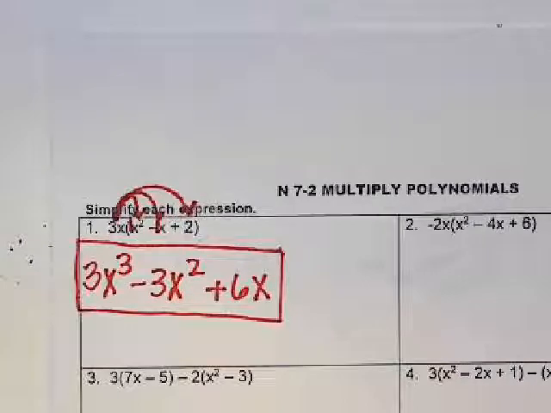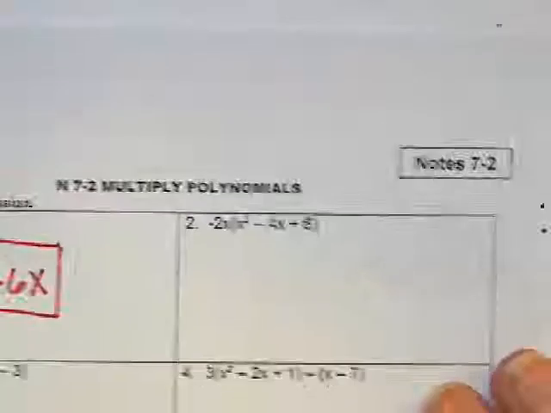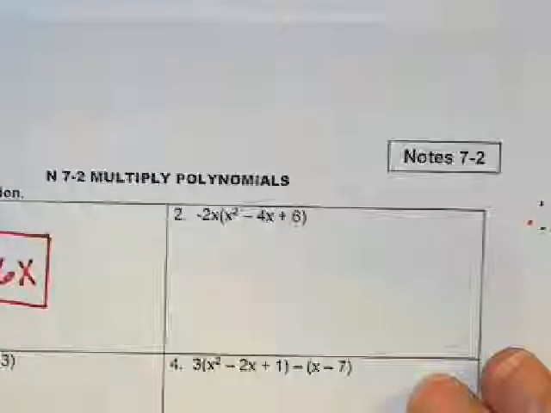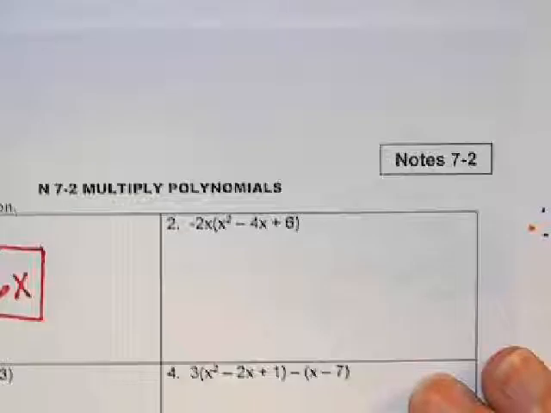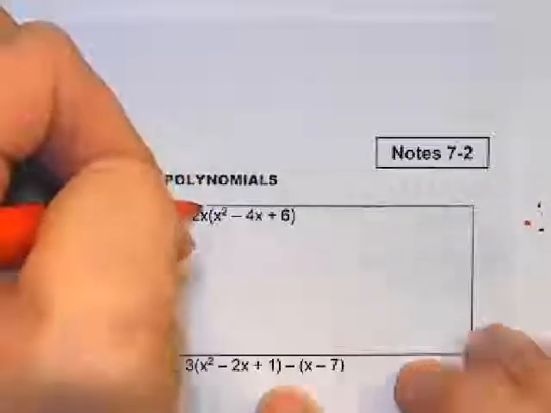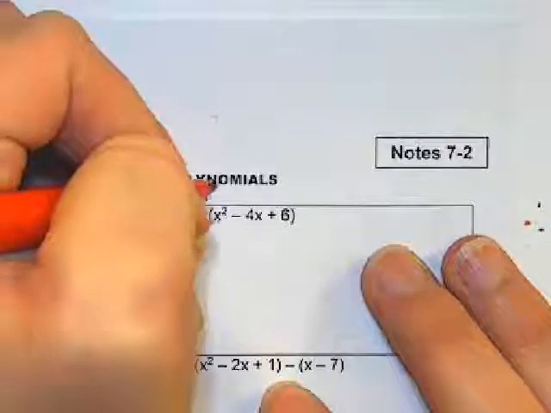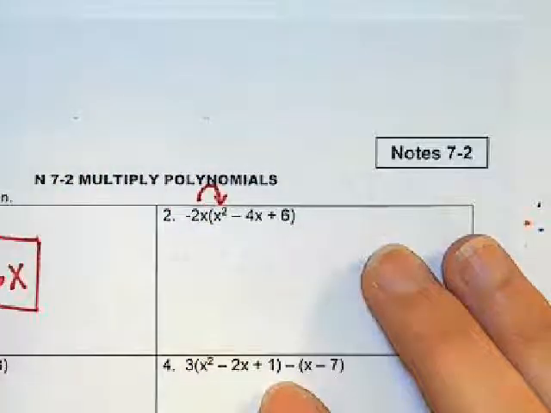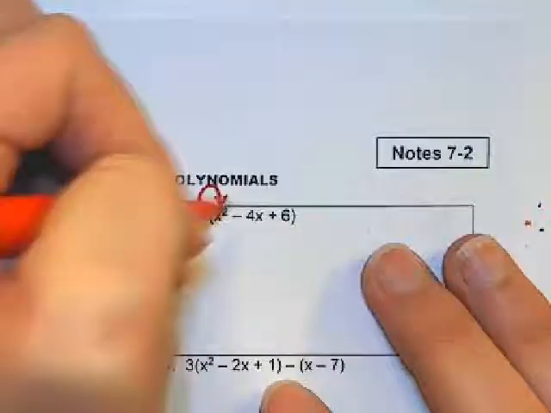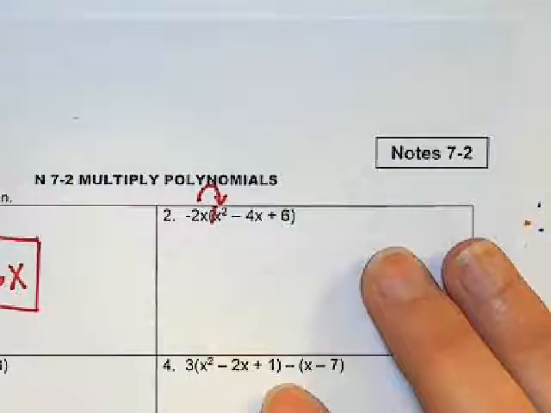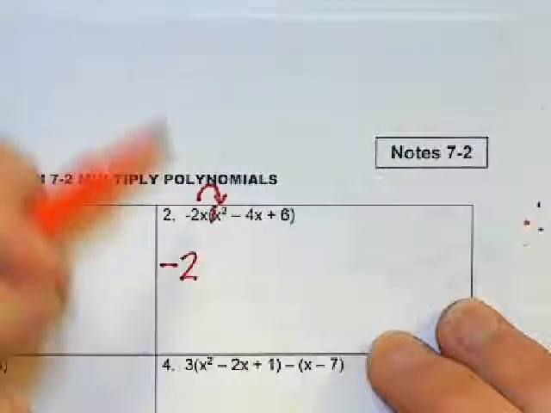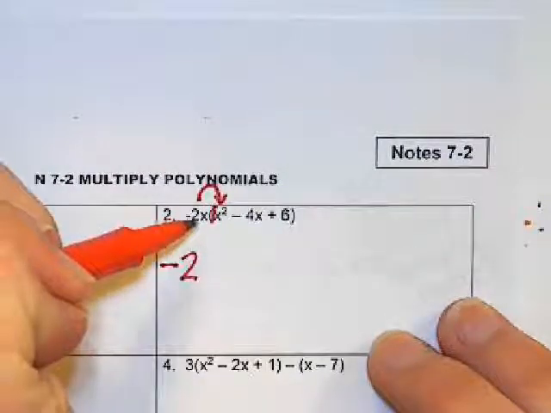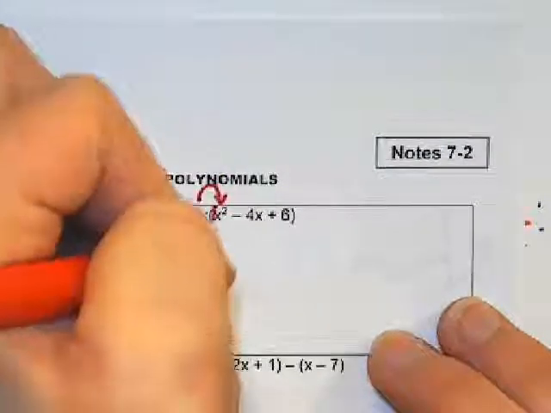Questions? Are we good? Okay. Number 2. Simplify. Do I need to distribute? Yes, because why? There's parentheses. So I'm going to start with negative 2x and multiply that to x squared. So I do negative 2 times 1. What's negative 2 times 1? Negative 2. Negative 2x. How many x's do I have total? 3. 1 and 2 give me 3.